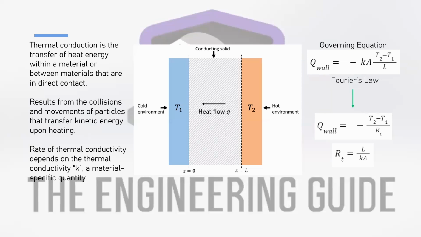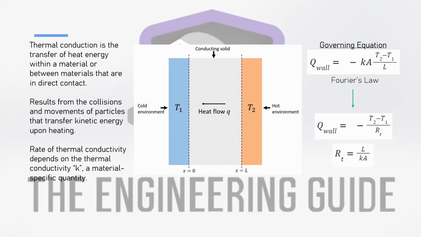Now, what do we mean by material in this description? We are referring to solid materials. If there was a gas or a liquid involved in the heat transfer, this would refer to our second mode of heat transfer, otherwise known as convection heat transfer. And our third mode of heat transfer is radiation heat transfer, which refers to the transfer of heat through electromagnetic waves.